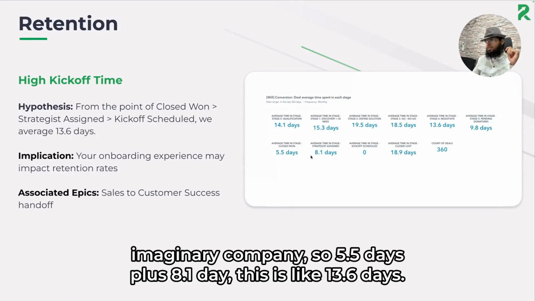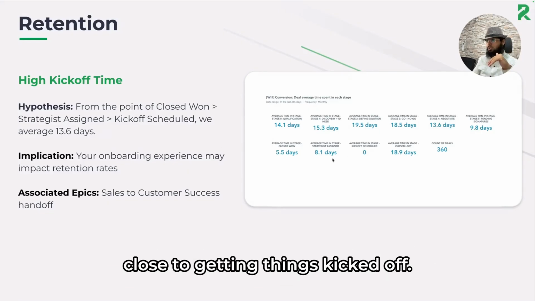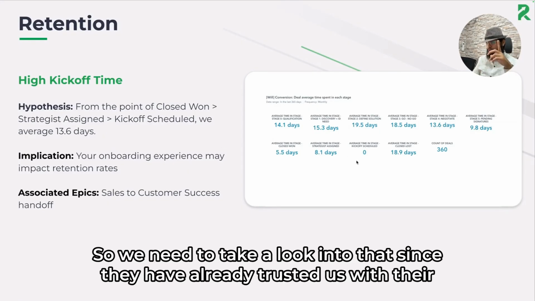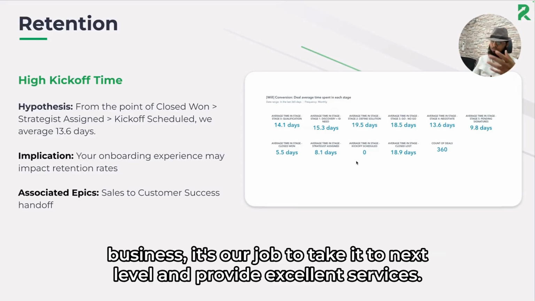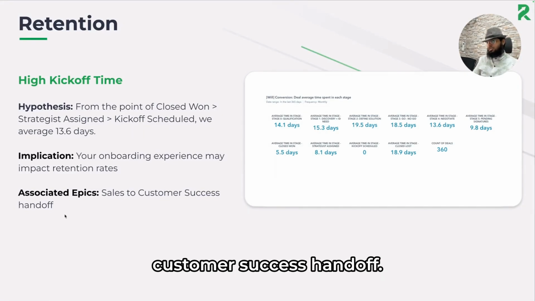So 5.5 days plus 8.1 days, this is like 13.6 days. So we are experiencing like 2 weeks' worth of delay from the time they close to getting things kicked off. So we need to take a look into that since they have already trusted us with their business. It's our job to take it to the next level and provide excellent services. So the associated epic in the product roadmap is sales to customer success handoff.